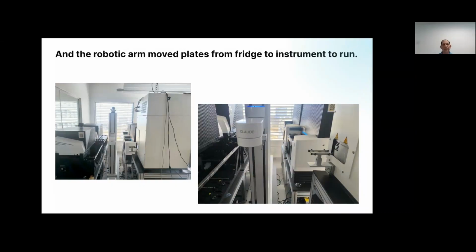And what will happen is this arm that sits in between 4 different Gator instruments and this fridge will pick up plates from the fridge and put them on the required instrument. Then the software will tell the instrument, you are ready to go. This is a specific run that you need to do. And the arm will continue and put plates on the other instruments. And when the instrument is finished, the arm will pick up the plates, put them back into the fridge, and bring the plates of the next run.